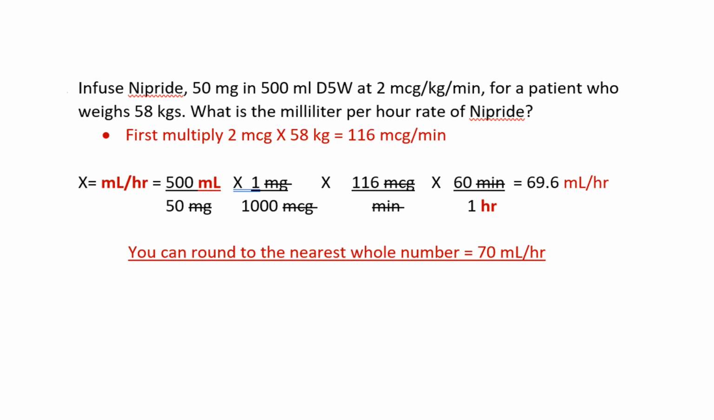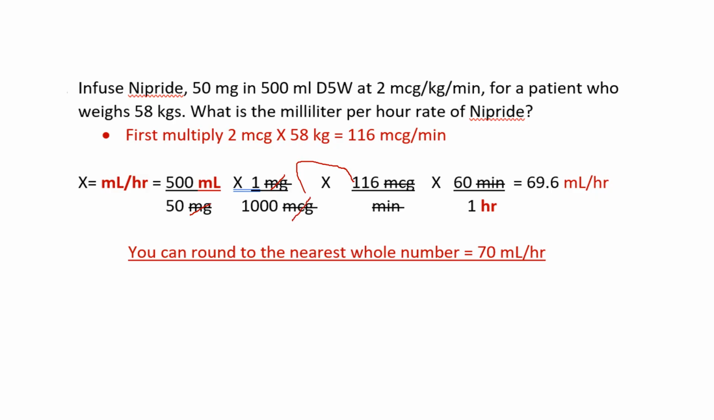So we're going to start off with the dose on hand. That's why we're starting with that. We have 500 mLs and the dose is 50 milligrams. Again, we need to align with our units here. So we have 1 milligram over 1,000 micrograms. Then the actual patient dose goes next, so we move over to here, where we have 116 over a minute.